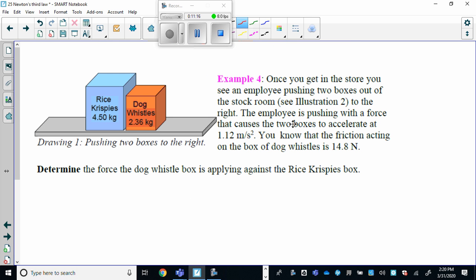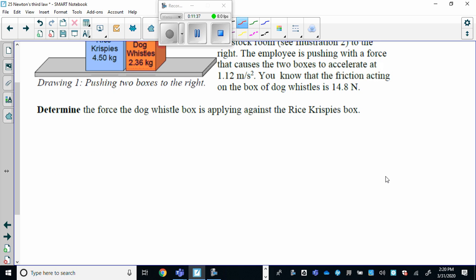Then it says, once you get in the store, you see an employee pushing two boxes out of the stockroom. The employee is pushing with a force that causes the two boxes to accelerate at 1.12. You know that the friction acting on the box of dog whistles is 14.8. Determine the force the dog whistle box is applying against the Rice Krispie box.